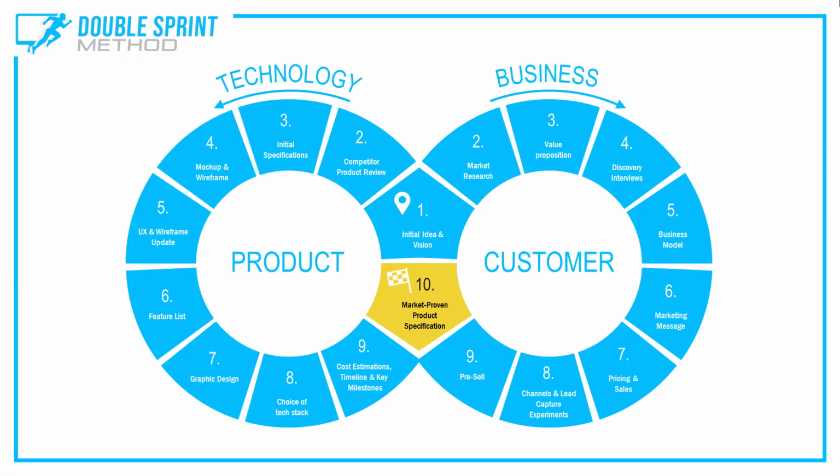And here's the finish line, step number 10, market-proven product specifications. It means if you did everything right, you will have the specifications of the product that customers are willing to pay for. And you found the technical solution from the other side, and you already know how much it could cost you, at least rough estimations, when this could be done, and you have an efficient way to bring even more new customers to the solution when you've built it. So that's how the double sprint method works.